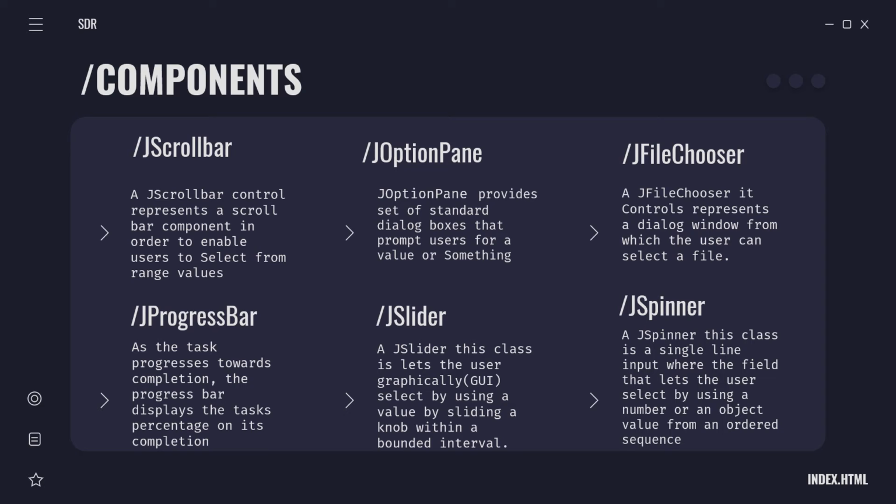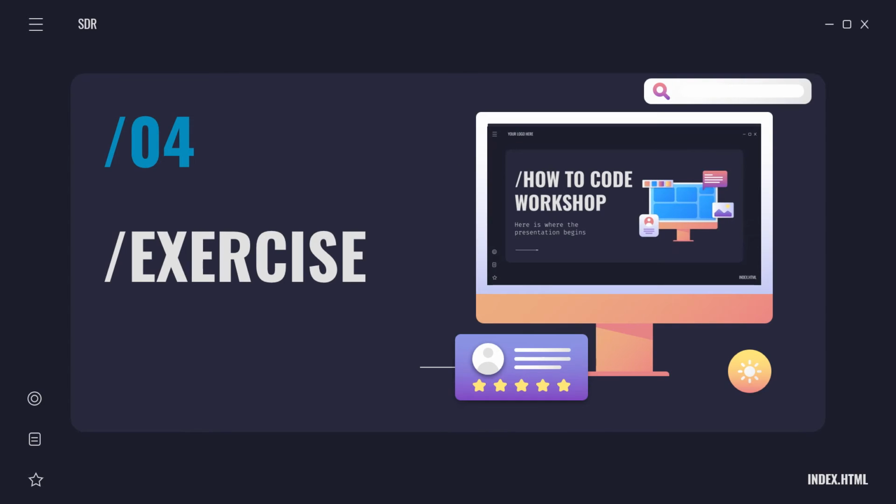JSpinner is a class that is a single line input field that lets the user select a number or an object value from an ordered sequence. These are all the things we can see about J components.